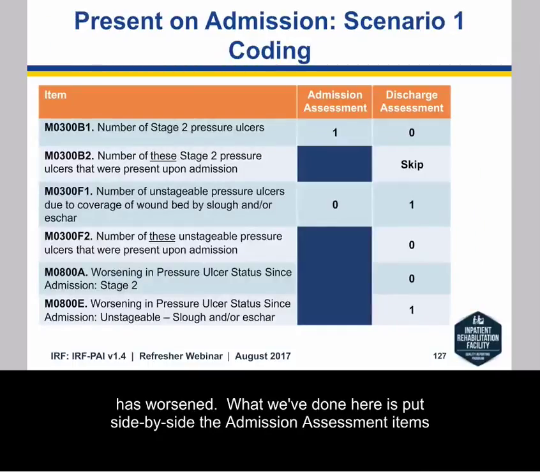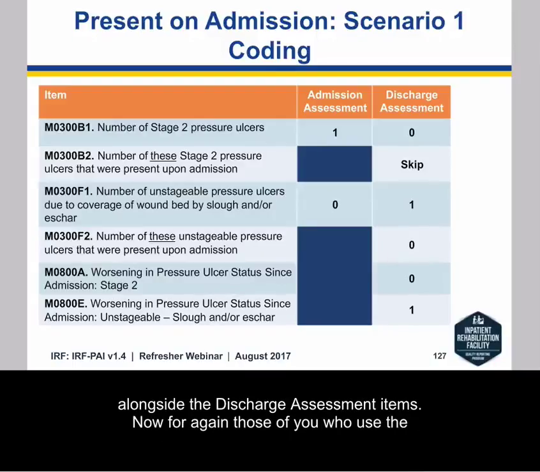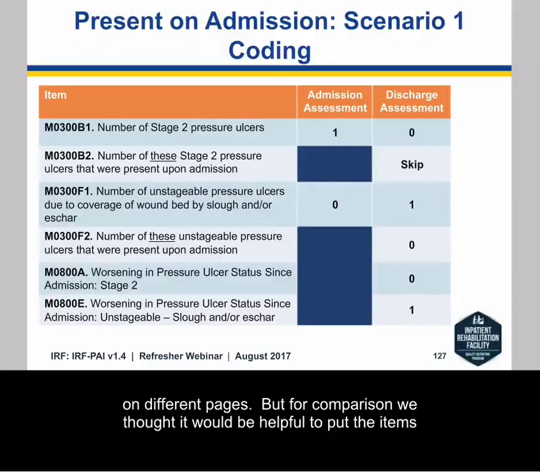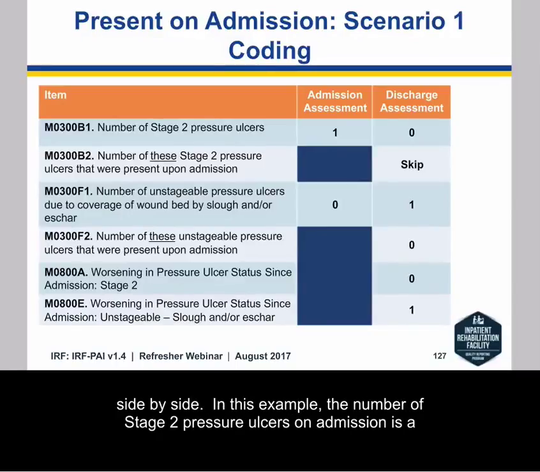What we've done here is put side by side the admission assessment items alongside the discharge assessment items. Now, for those of you who use the IRF-PAI all the time, you know this isn't exactly how it's presented on the IRF-PAI. They're on different pages. But for comparison, we thought it would be helpful to put the items side by side. In this example, the number of stage 2 pressure ulcers on admission is a 1.